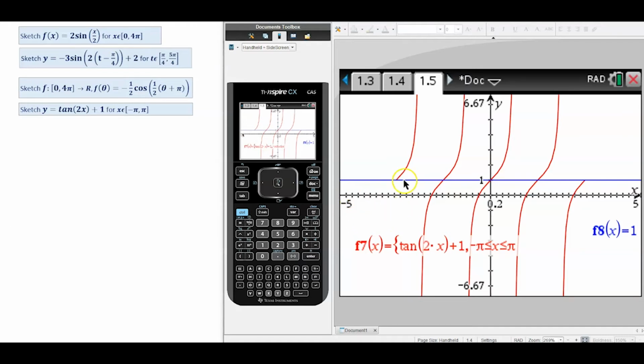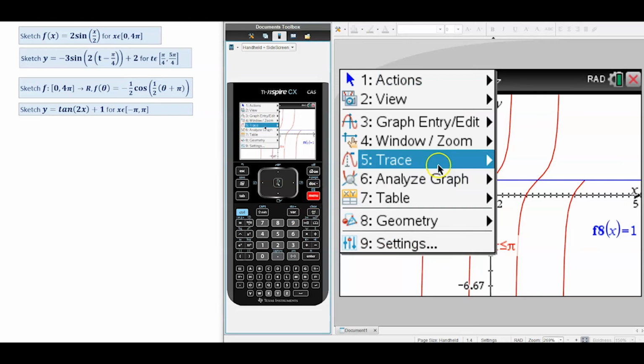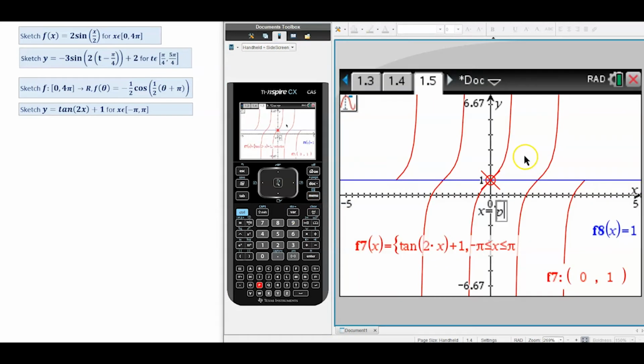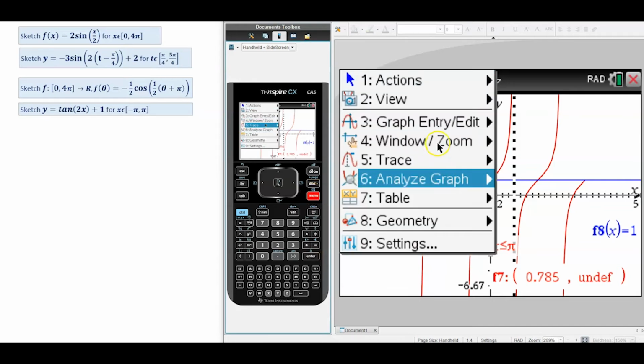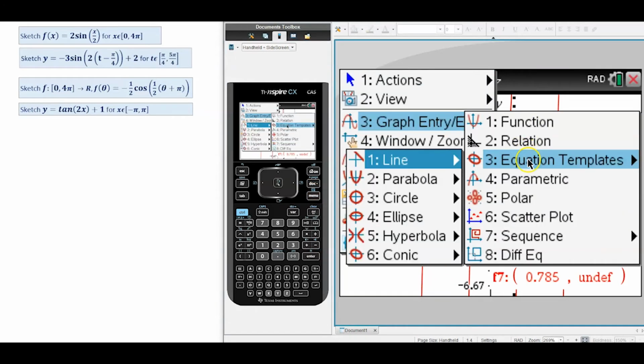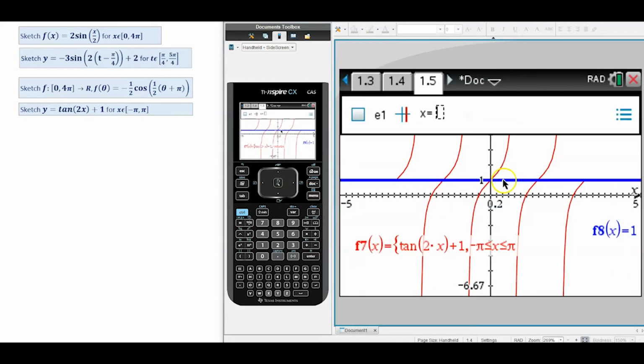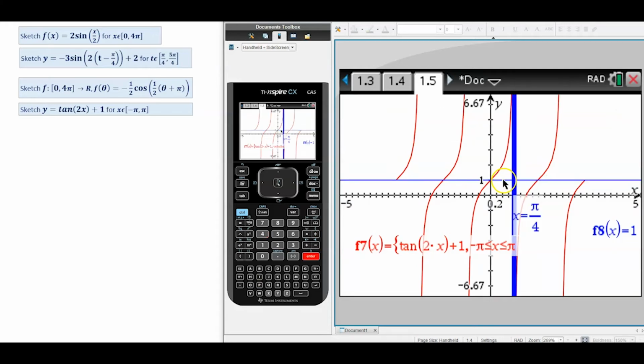So we can actually check those. We can either show them on the graph, or we can do menu, trace, graph trace. And when I type in pi on 4 here, it comes up as undefined. So we can get a temporary asymptote displayed there. The process of actually marking that on the graph is graph entry, equation templates, line, vertical line, pi on 4. And there we go, so we can see it there. So you can go through that process, but again, most of the time you're just getting a sense of what it looks like so that you can sketch it in a test.